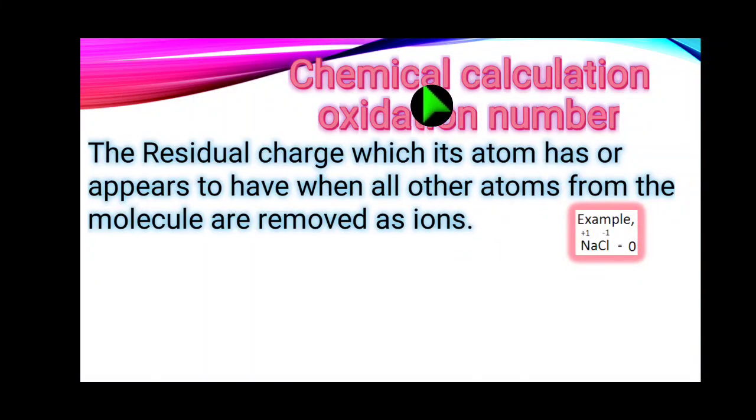Today we are going to see the topic oxidation number, in the first lesson, chemical calculation. Okay, what is oxidation number? It is a small definition. The residual charge which an atom has or appears to have when all other atoms from the molecule are removed as ions.